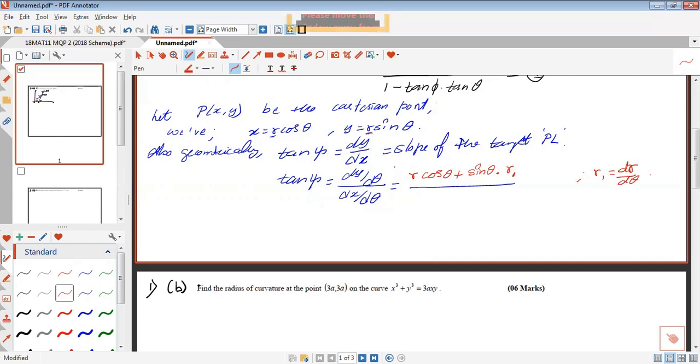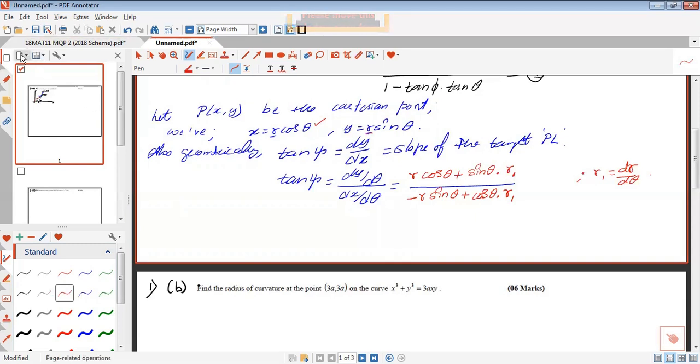Now for the denominator, you are differentiating x with respect to theta. Again r is a function of theta, so use the product rule here, r and cos theta. r as it is, differentiation of cos theta is minus sin theta, plus cos theta as it is, differentiation of r with respect to theta, that is r1, where r1 is dr by d theta.